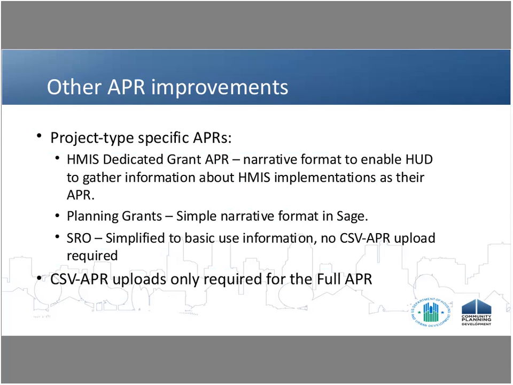Other APR improvements are that there are several different project type specific APRs that are pretty seamless to the user in Sage. So there are specific APRs for HMIS dedicated grants, planning grants, and SROs. You won't need to identify these in Sage. They'll just appear in your dashboard, which you'll see when Michelle does her demo. They just appear as the type that they were funded as in your COC application.